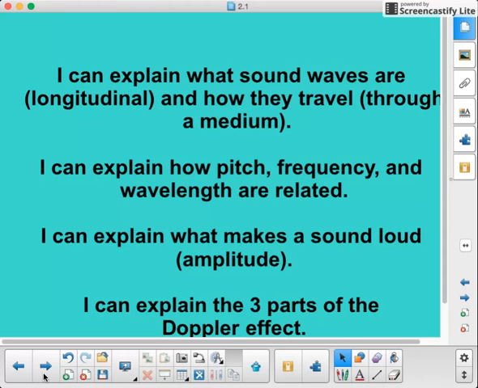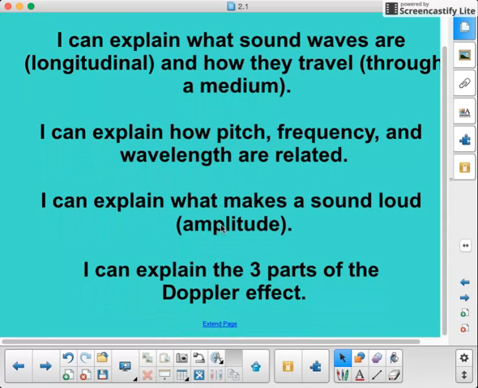The first learning target is I can explain what sound waves are, that they're longitudinal waves, and how they travel. They're mechanical waves, so they travel through a medium. Then I can explain how pitch, frequency, and wavelength are related. I can explain what makes a sound loud. The greater the amplitude, the louder the sound. And I can explain the 3 parts of the Doppler effect, and we'll get those 3 things in the notes at the end of the lesson.